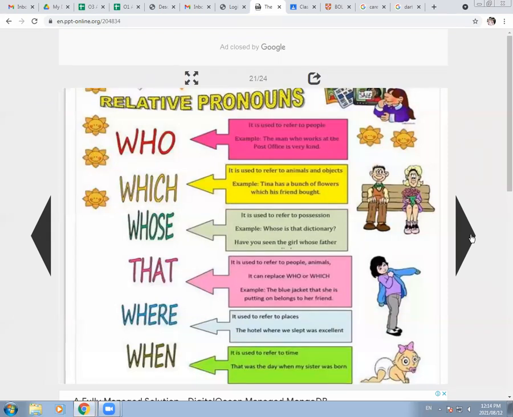So these are some more examples. You already know where we use who, where we use which, who's that, where, when. So I'm not going to pay more attention. Oh no, this is the next one. These are not for interrogative. These are the next one.